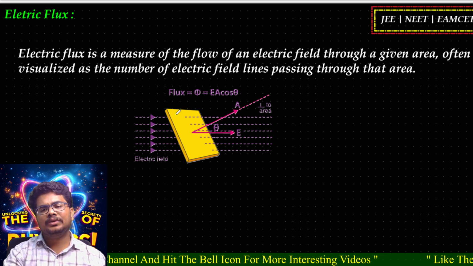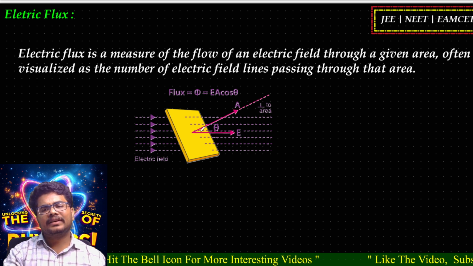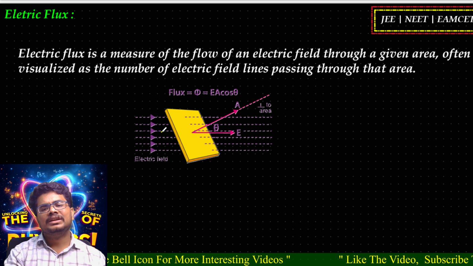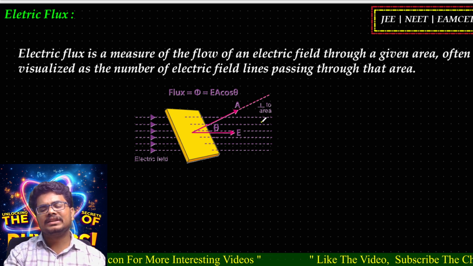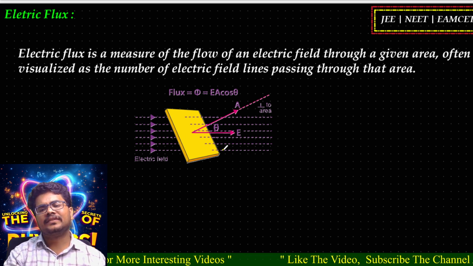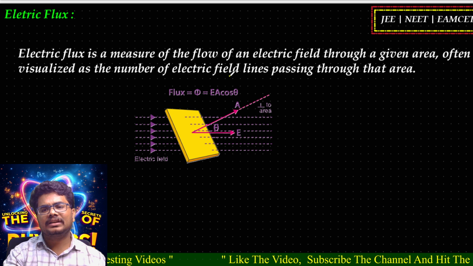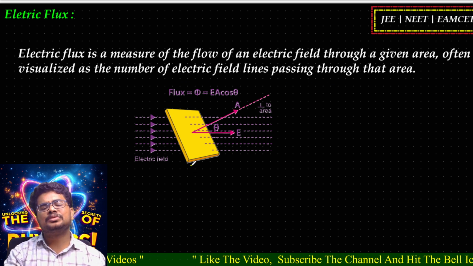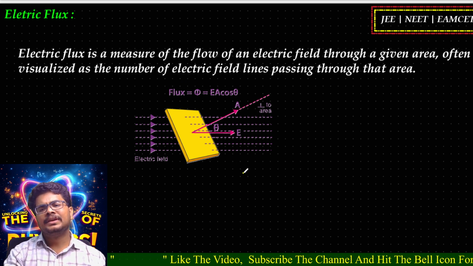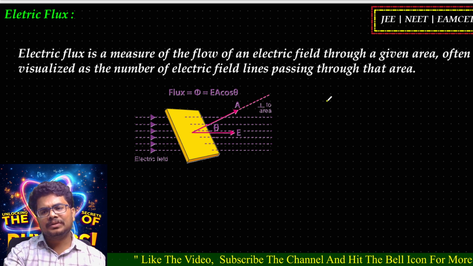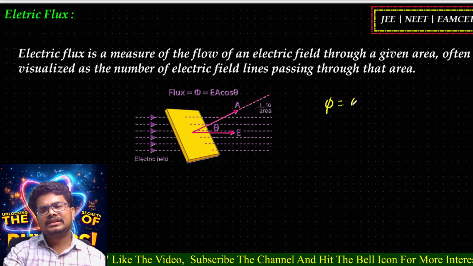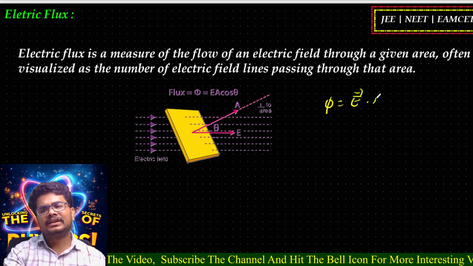For example, look at this example. One area A is there. The area vector is perpendicular to the surface, like I have given here. In this case, the electric field is applied like this, not exactly perpendicular to the area. But the electric field passing through the area should be taken along the perpendicular to the area vector. So flux equals E vector dot A vector, sir.